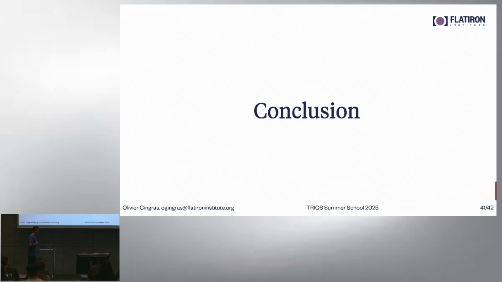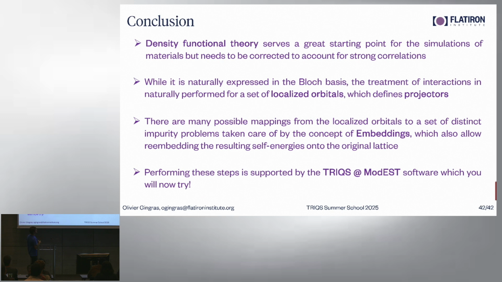Okay, on that I just have my final slide, the conclusion. So we first saw that density functional theory is a great starting point, but it lacks correlation, so that's why we're correcting it with a many-body method. To do that, we need to find a space of local orbitals where the interactions are well-defined. We do that sometimes with maximally localized Wannier functions. Once you have these orbitals, we choose the different orbitals that are going to be part of a specific impurity problem, which we solve with DMFT, each of the impurity problems.